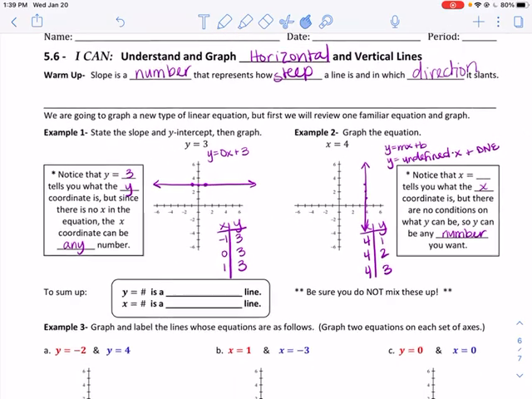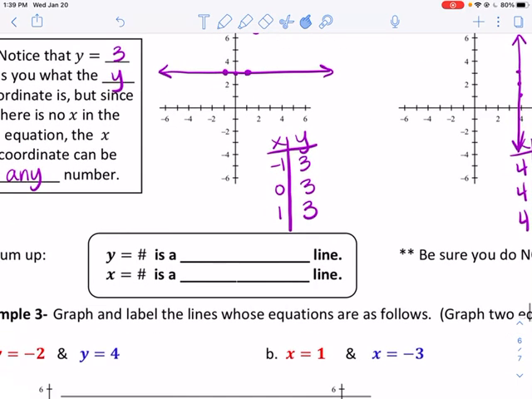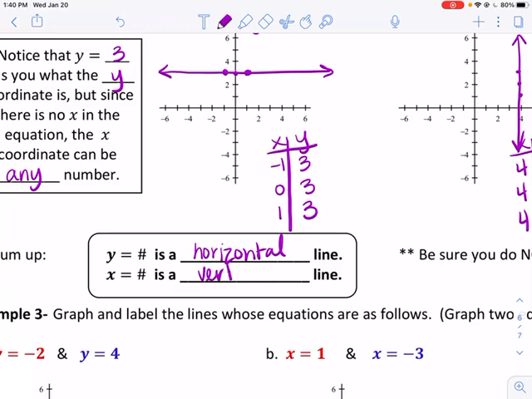So basically all of today you're going to be doing things that are y equals a number and x equals a number. Y equals a number is a horizontal line, just as we showed in our first example. And x equals a number is a vertical line. It's really important that you don't mix these up.